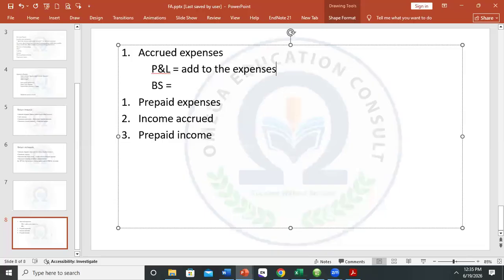And then in the balance sheet, accrued expense is shown as what? Prof. Nati, in the balance sheet, we show it as what? Oh, something we just saw, you have forgotten.